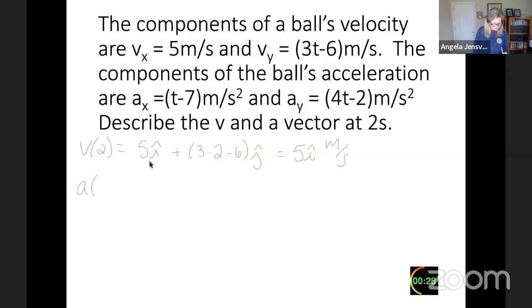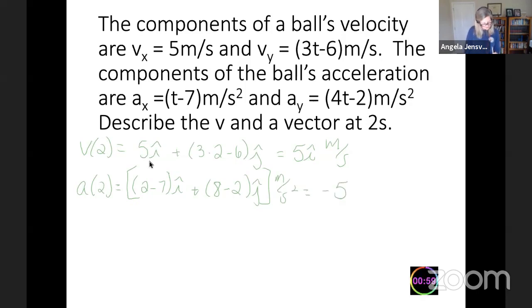Now the acceleration vector would be 2 minus 7. It's not a 7. I plus 4 times 2, 8 minus 2, j meters per second squared. So 2 minus 7 is negative 5, and 8 minus 2 is positive 6 j, meters per second squared. Now it says describe the vectors.